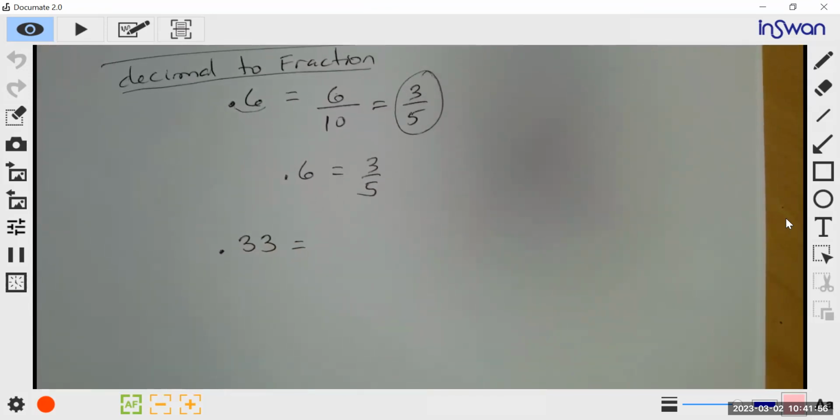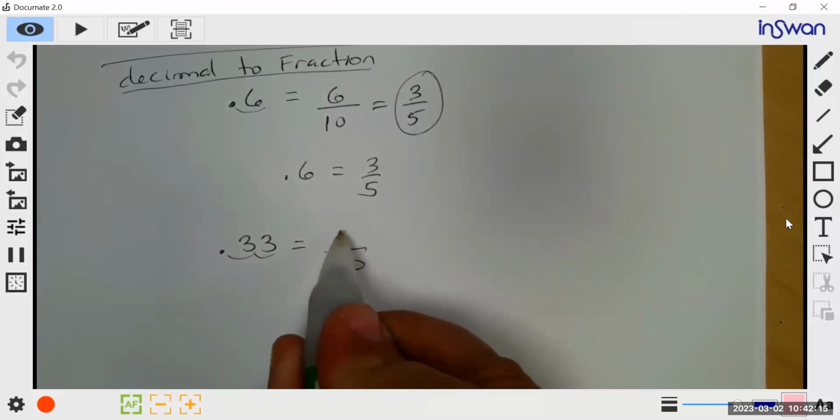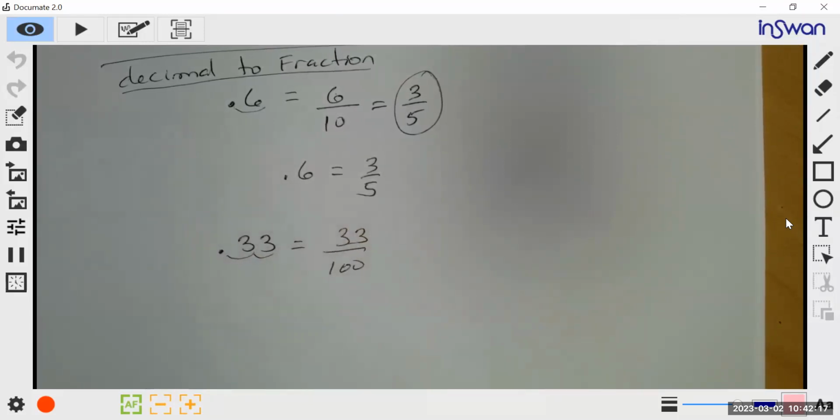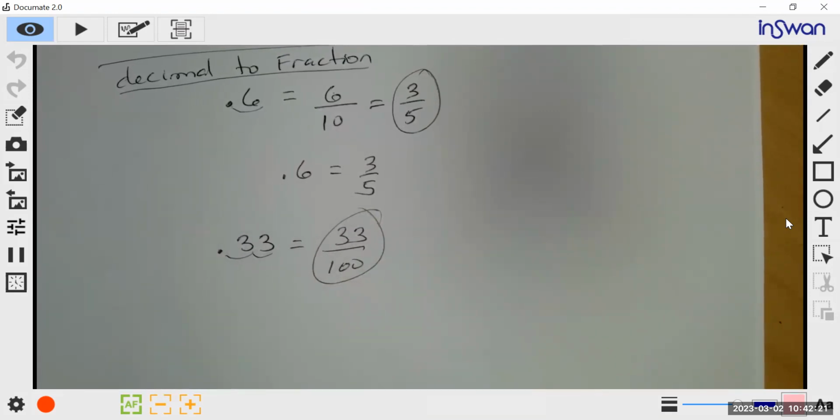What's 0.33 as a fraction? Very good. Since it's 2 spaces, it's over 100. That can't be simplified, so 33 over 100. Very good.